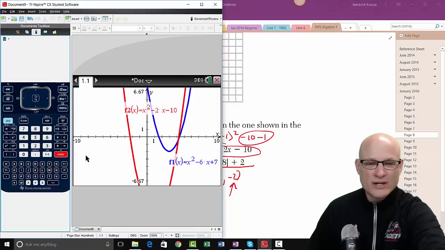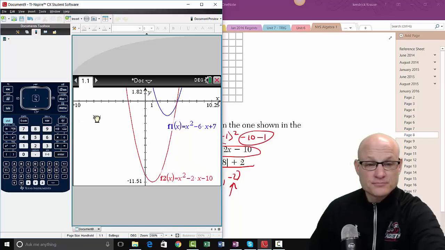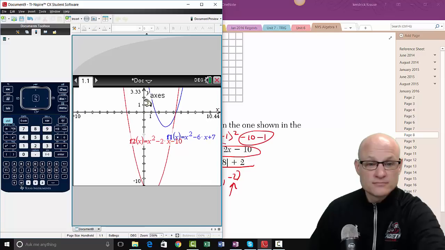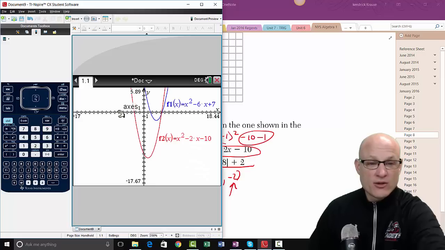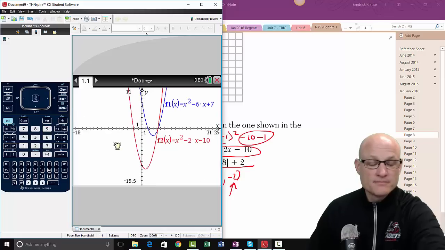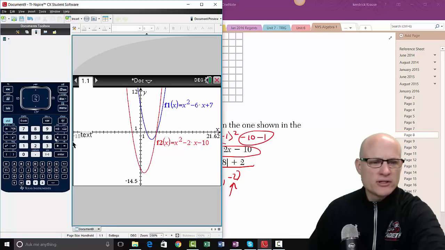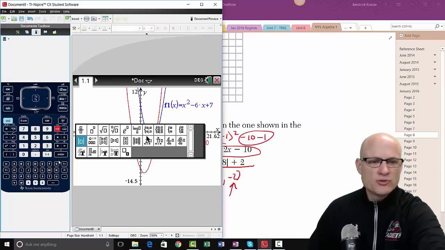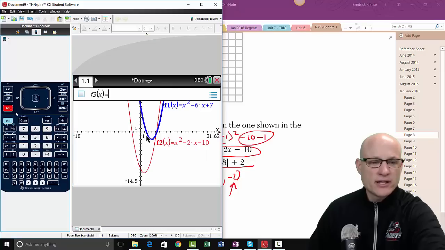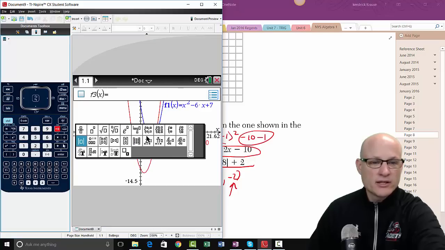All right, so the red one has a much lower minimum. If you'll notice, it's down here somewhere. So right now, the red one's winning. Now we got to do the other two. Absolute value of x plus 3. So we'll go in here. We'll hit tab. Doesn't like that. Here we go again. Try this again.